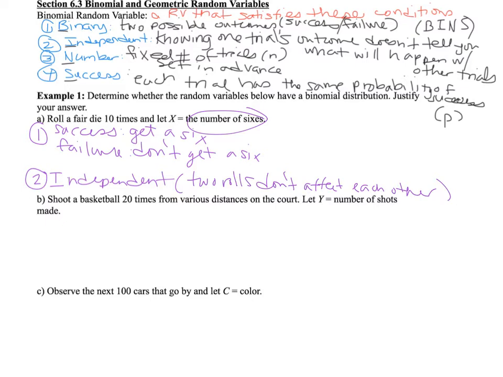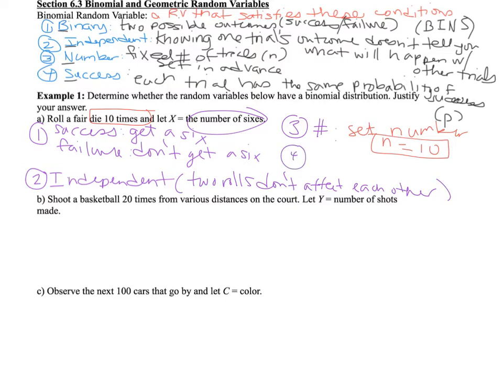My third one, the number condition. And I do have a fixed number. I specifically said roll a fair die 10 times. So there is a set number, and my number is going to be 10. And we're actually going to use the n equals 10. You're going to use that later on when you're looking for actual probabilities, when you're actually calculating things.